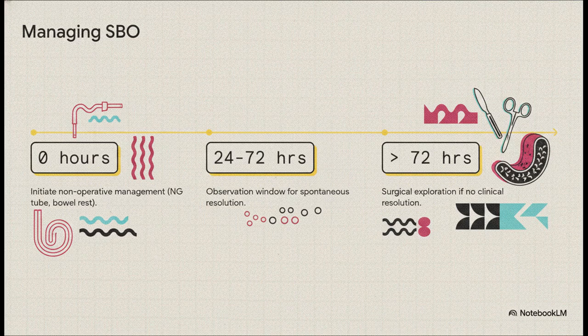Similarly, if someone presents with a stable, adhesive small bowel obstruction, we follow a very strict clinical roadmap. At 0 hours, we start with non-operative management: an NG tube to decompress, bowel rest, and IV fluids. And honestly, this works in up to 70 to 80% of cases. We observe them closely for 24 to 72 hours. But if it doesn't resolve in that window, no flatus, or the NG output is still super high, surgical exploration becomes completely necessary to prevent delayed bowel ischemia.